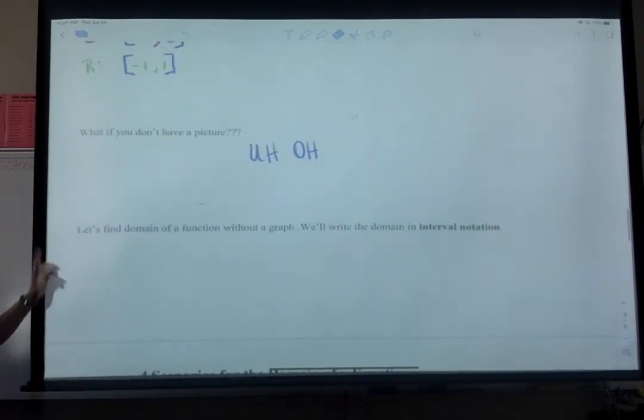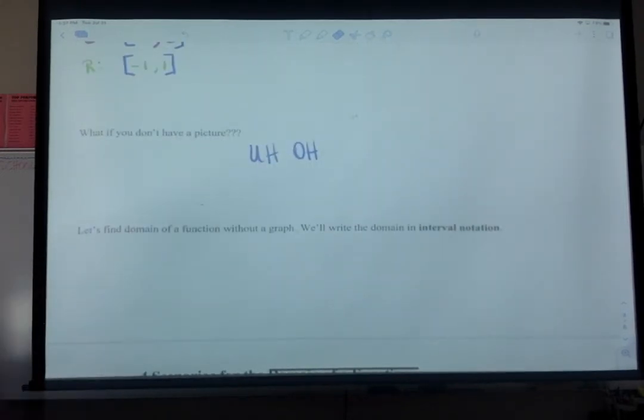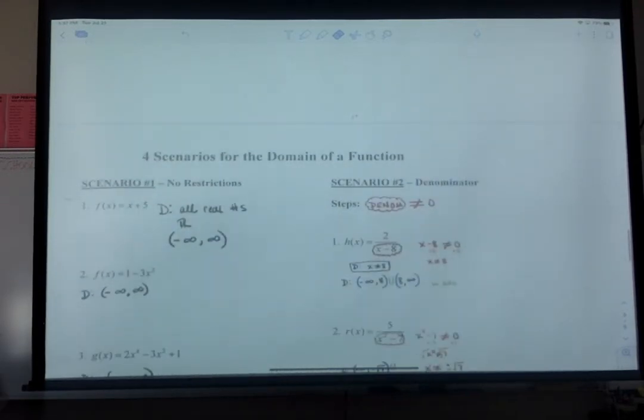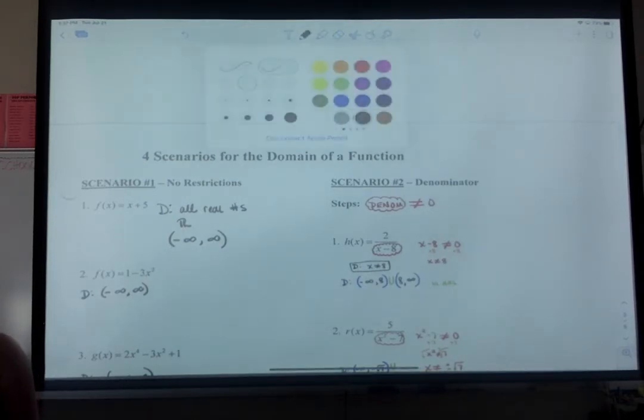All right. And last, this gets a little tricky. We're going to do domain and range without a picture, without a graph, and we're going to put it in interval notation. Okay. So, there are two things to watch out for.